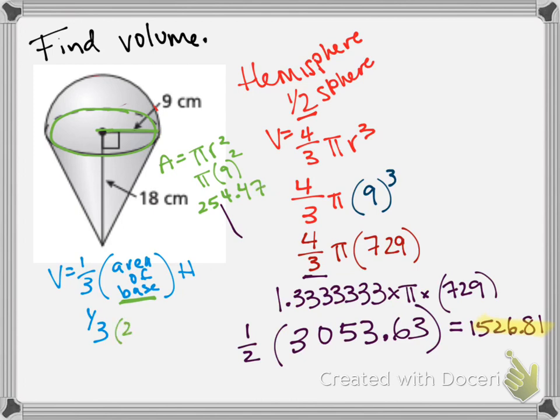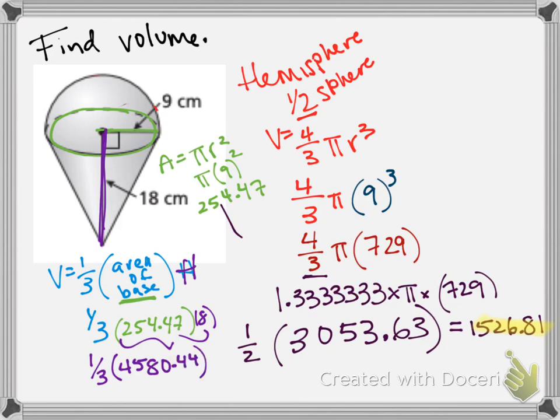This is the area of the base, 254.47, and then times the height of the whole object, which would be 18. Again, it doesn't matter what order you multiply in. I'm going to do these two numbers first, which is 4580.44 divided by 3.